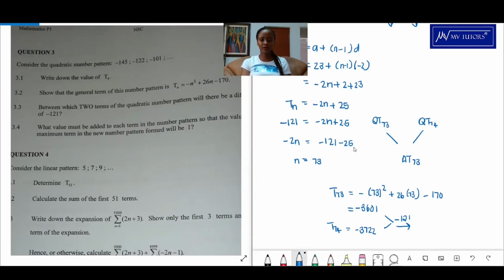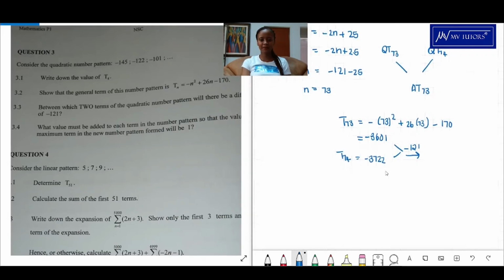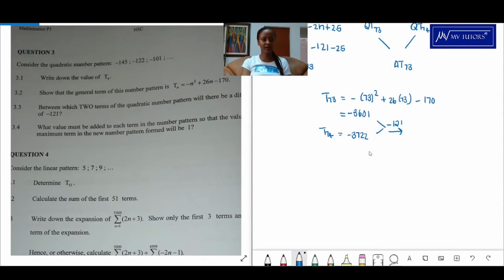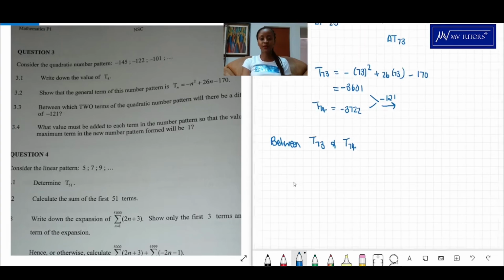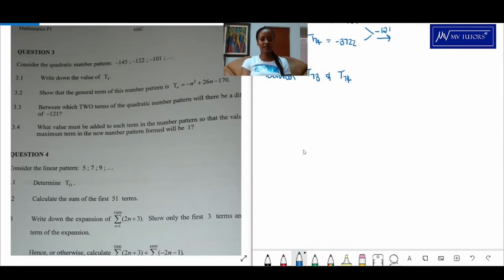To answer nicely the question that they asked, they said between which two terms: between term 73 and term 74, and that's it with 3.3. Now let's check out 3.4.